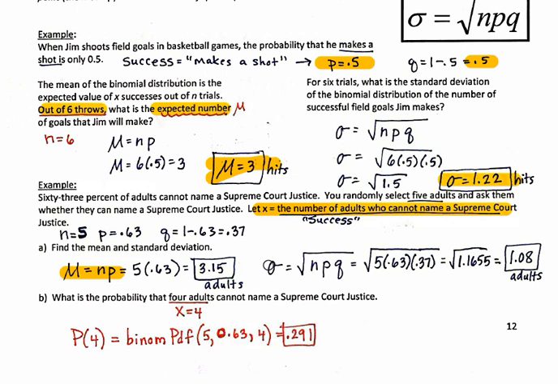Standard deviation is similar. I'm going to take the square root of n times p times q. And we end up with a variance of 1.16, which gives me a standard deviation of 1.08 adults. Similarly, if I was asked, what is the probability that 4 adults cannot name a Supreme Court justice? X equals 4. Since I'm looking for a single value, I'm going to use the PDF command. 4 adults would be one exact value. I put in my n, p, and x and bring out 29%.